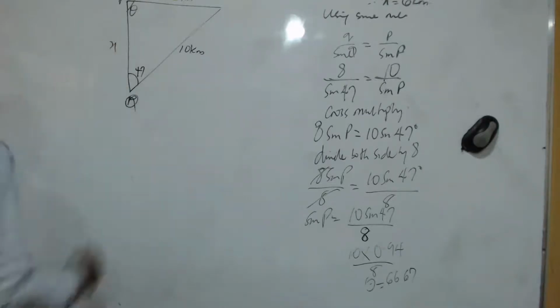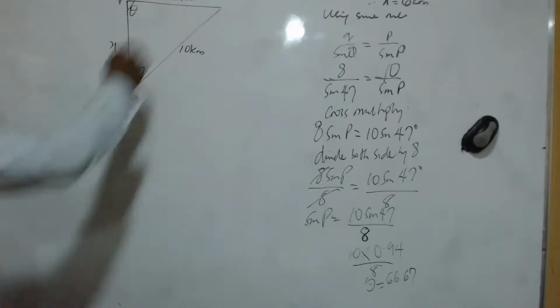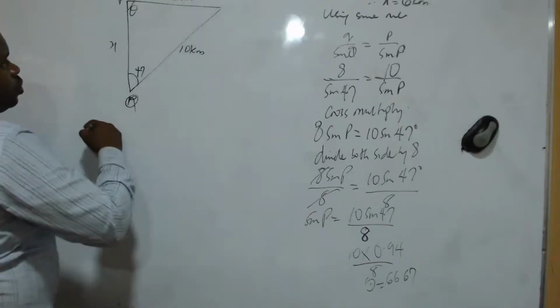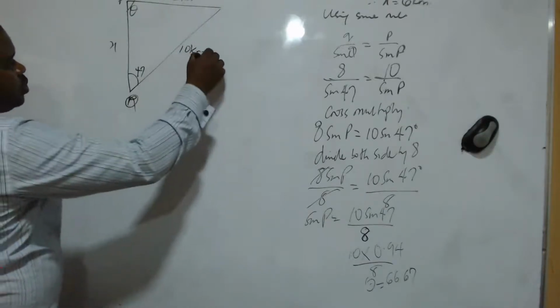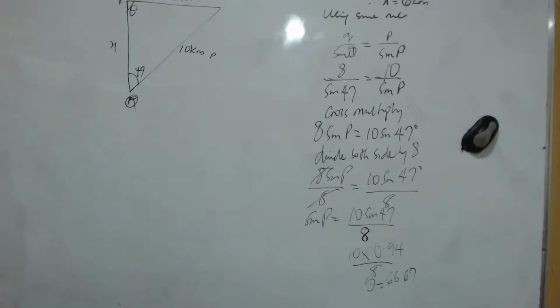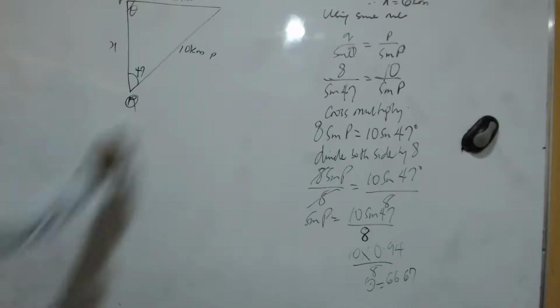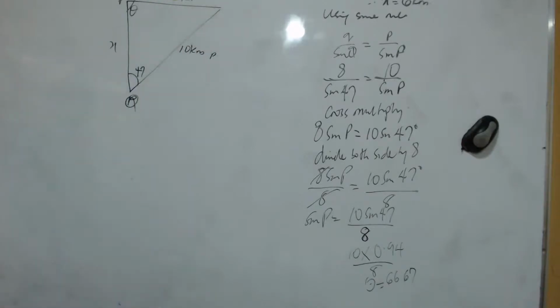Here we have X. Okay? So now, here is small q, and here is P. We have our theta, which is 66 point something. How do we get this angle?